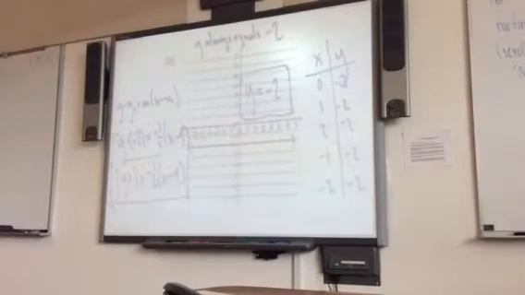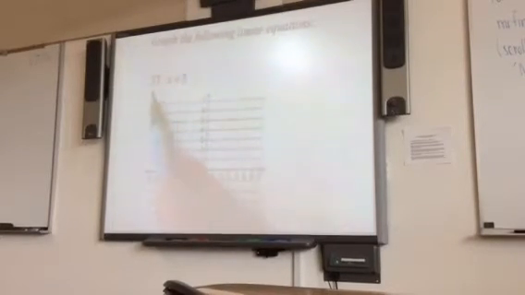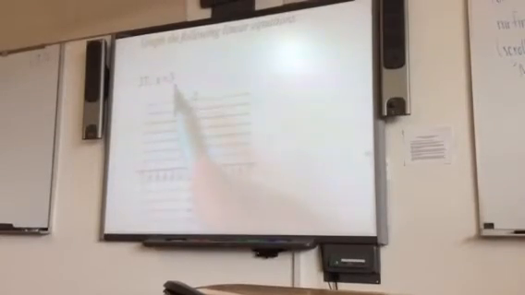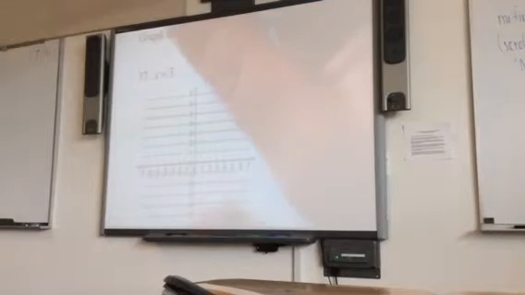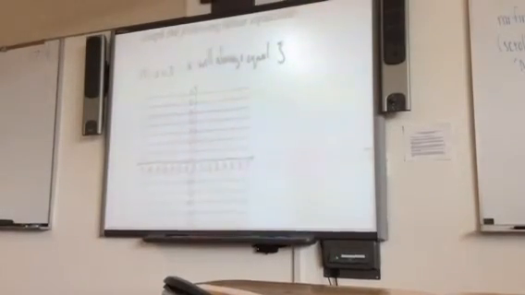The next set of four says we're going to graph the following linear equations. So we're just going to graph them. This one's similar to the last one. That one was y equals negative 2. For this one, x will always equal what number? 3. Exactly. It'll always equal 3.